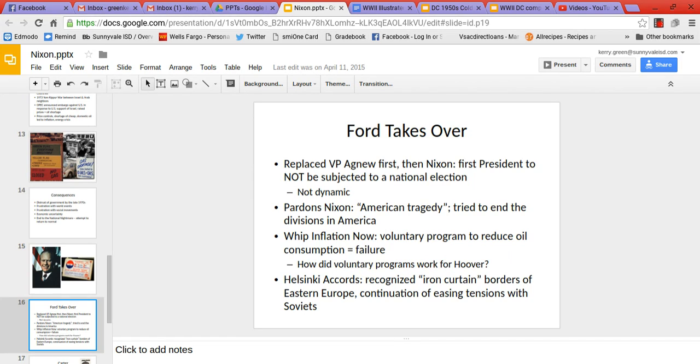He's got his Whip Inflation Now. He's trying to voluntarily reduce oil consumption. And remember how that voluntary stuff worked for Hoover, right?